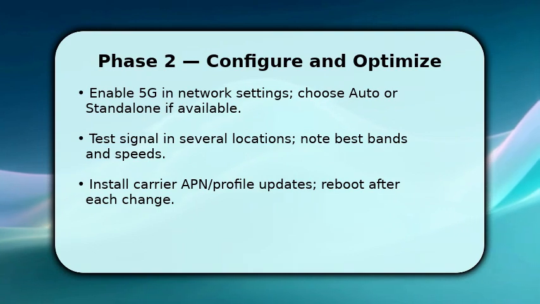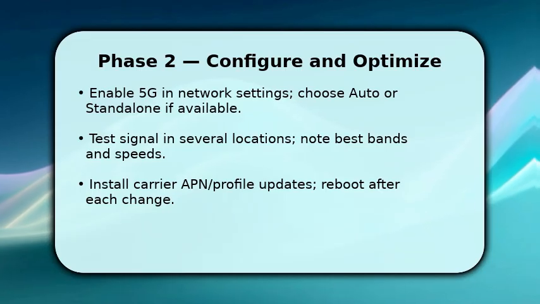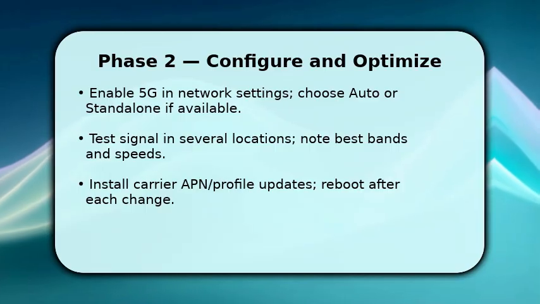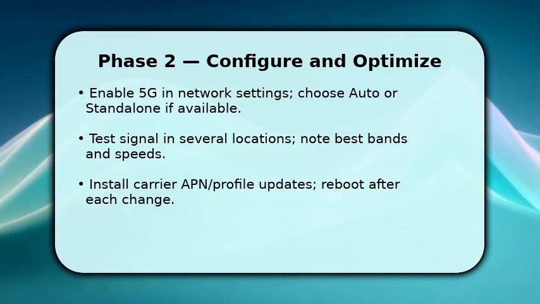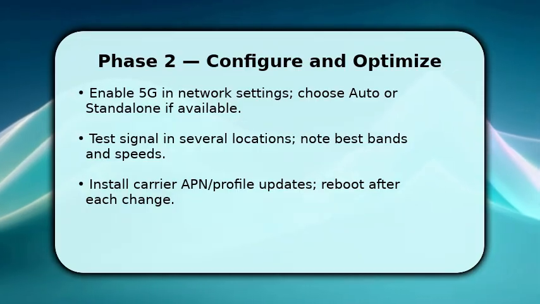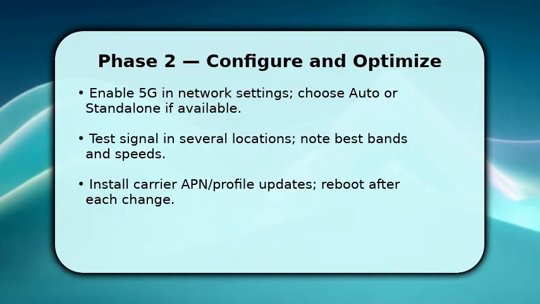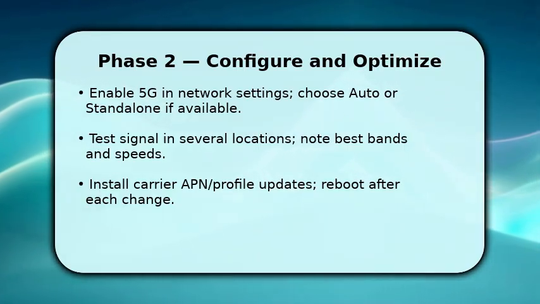Open network settings and switch preferred network to 5G or 5G Auto, and choose standalone if your carrier supports it for lower latency. Once set, run speed tests in multiple spots, indoors, outdoors, near windows, to identify where 5G is strongest. Install any carrier APN or profile updates provided by your operator, and reboot after each update to apply settings.